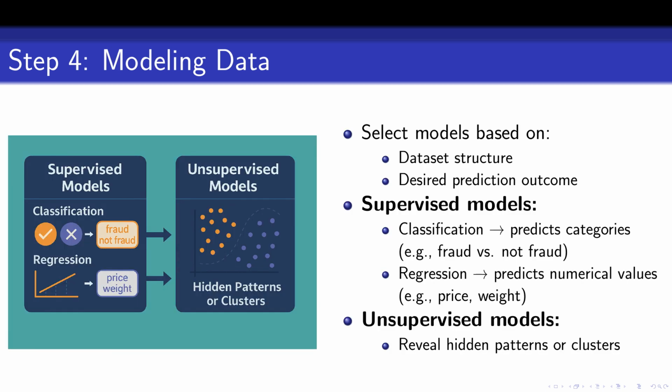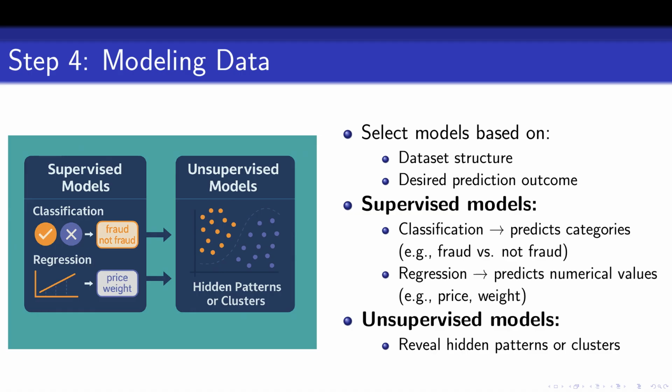Step 4 is modeling the data, where we start applying mathematical and machine learning techniques to make predictions or uncover patterns. The model you choose depends on the nature of your data and your specific goals. In supervised learning, we train the model on labeled data, where the outcomes are already known. This includes classification problems, where we predict categories like fraud or no fraud, and regression problems, where we predict continuous values like housing prices. On the other hand, unsupervised learning involves data without predefined labels.